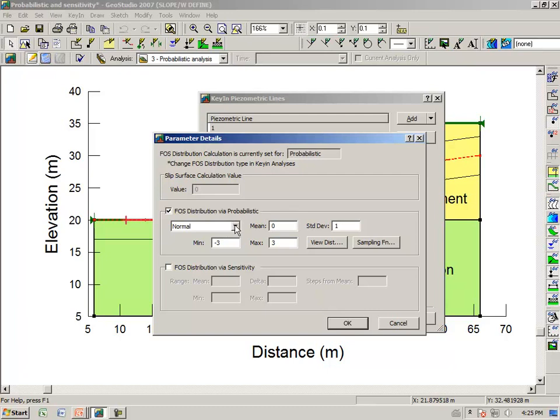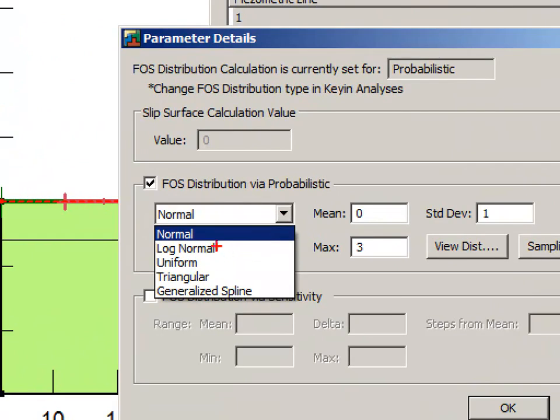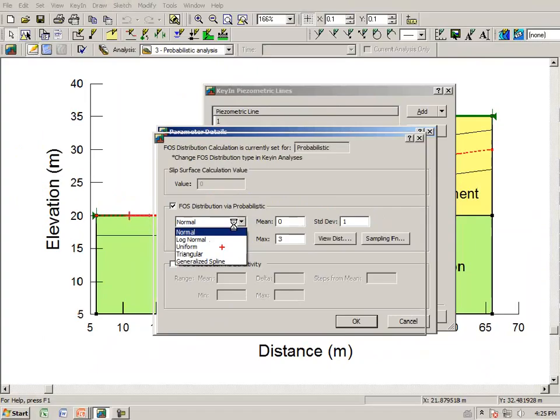It is on this drop-down list that you can choose which type of distribution, probability density distribution, you want to select: log normal, uniform, triangular, general spline, and so forth.